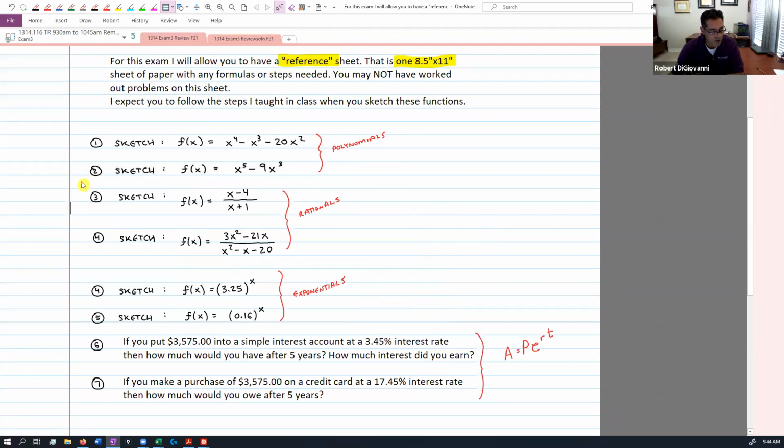So now we're moving on to rational functions, and this is a much more involved process, right? There's a lot more that we have to do here, but it's a completely different set of steps. So don't be trying to do the polynomial steps on this. We don't have multiplicity and bouncing and crossing. We don't have that here. It's completely different.